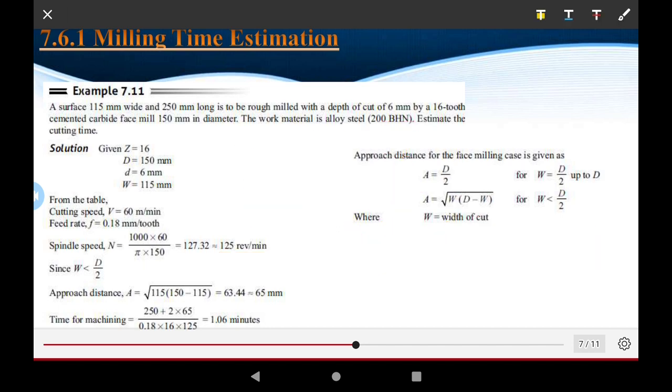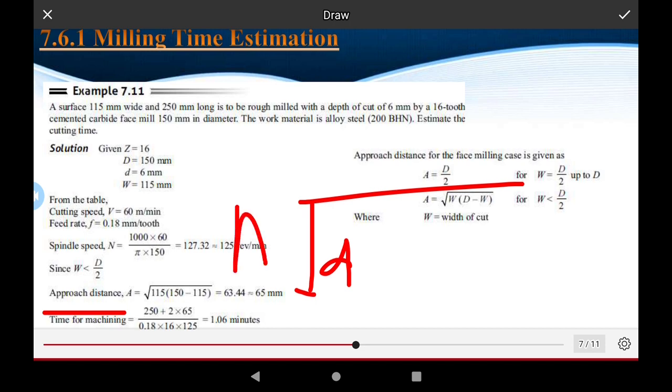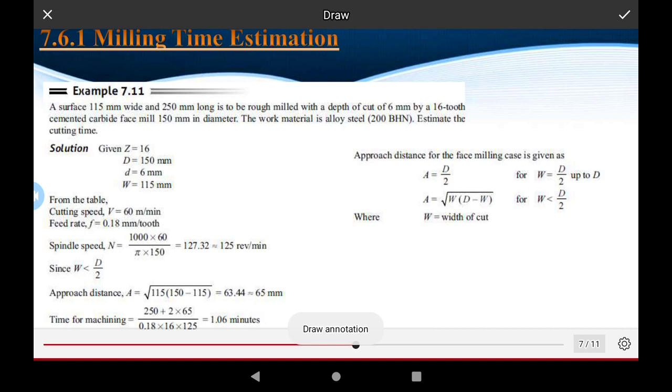to solve this problem we also need to find the approach. The approach A equals the square root of small d times (capital D minus small d). Putting in the values, the approach value A is 65 mm.